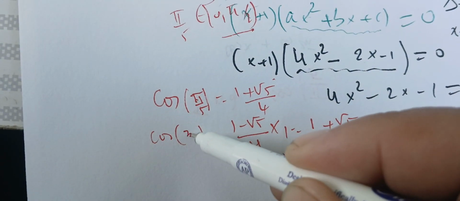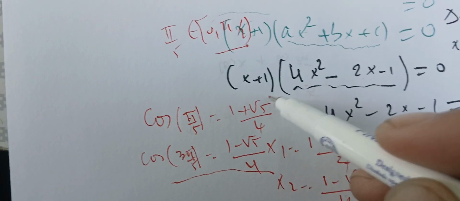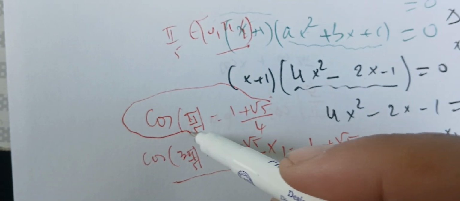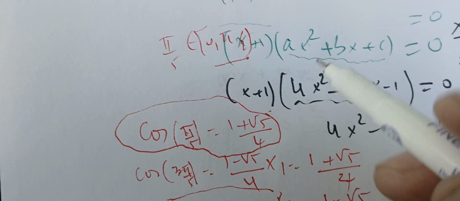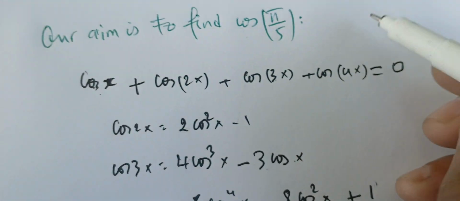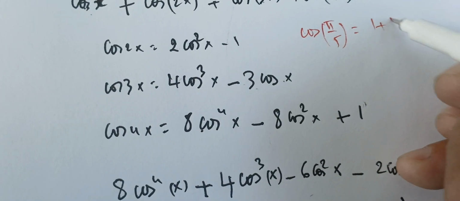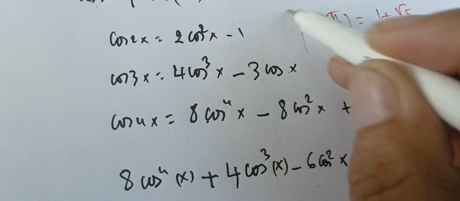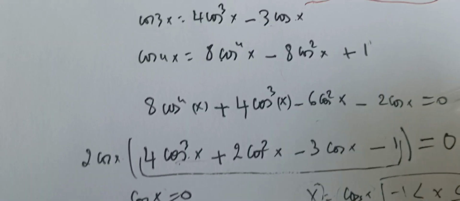This is 3 pi over 5, I think, that you need to check. Okay, so I found, using polynomials, that the cosine of pi over 5 is 1 plus square root of 5 over 4. So the cosine of pi over 5 is 1 plus square root of 5 over 4. Okay, so we did all these steps.